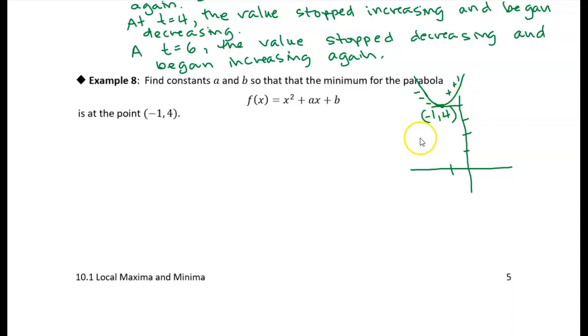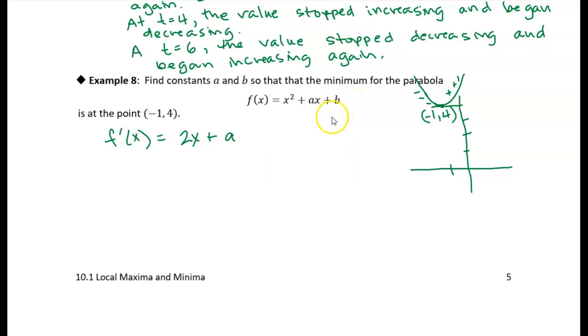So let's first start by just taking this generic function for the parabola and finding the derivative of it. Now, even though we don't know a and b, they're just constants. We know that they are constants. Derivative of x squared is 2x. And the derivative of ax, since a is just a constant, is just going to be a. And then derivative of b is just 0 because it's a constant.